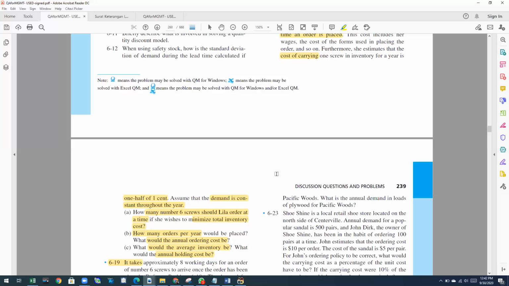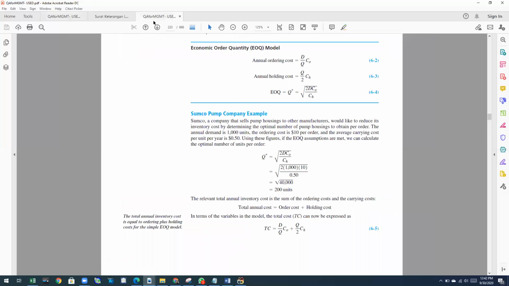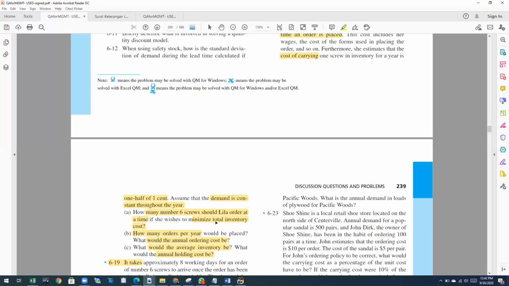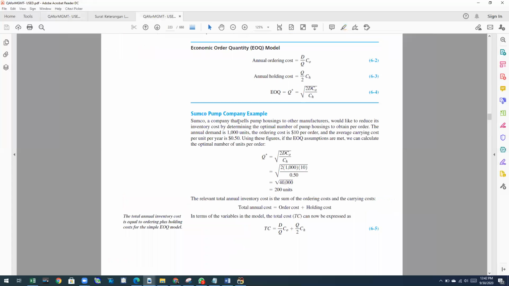Okay. So to solve this problem, the first question is really EOQ, right? How many number 6 screws should Lila order at a time to minimize total inventory cost? So it's an EOQ problem, and we can use this formula for that. EOQ equals the square root of 2 multiplied by annual demand multiplied by cost of order, divided by cost of holding inventory, or carrying cost. So we can solve that using this formula.